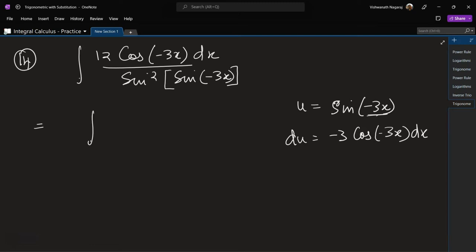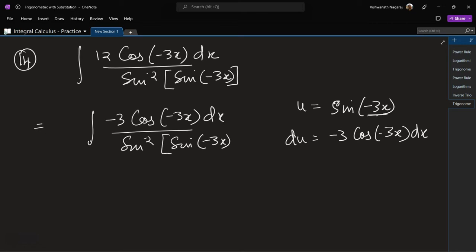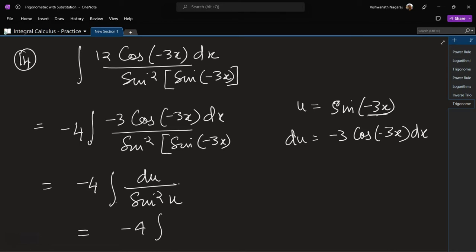So let's take minus 3 cos of minus 3x dx by sine square of minus 3x. Okay, so here we will have minus 4, right? Because only when we multiply we get plus 12. Now minus 4 times this becomes du by sine square u, which is nothing but minus 4 times the integral of 1 by sine square, which is cosec square u du.